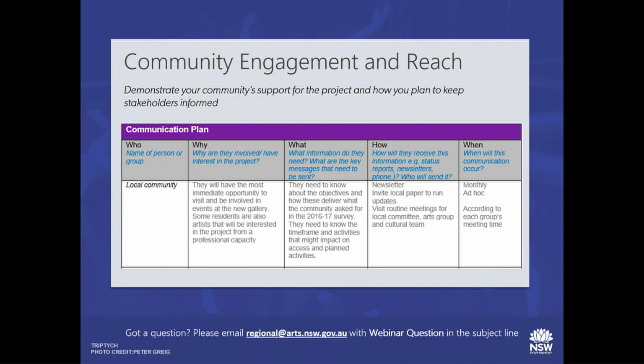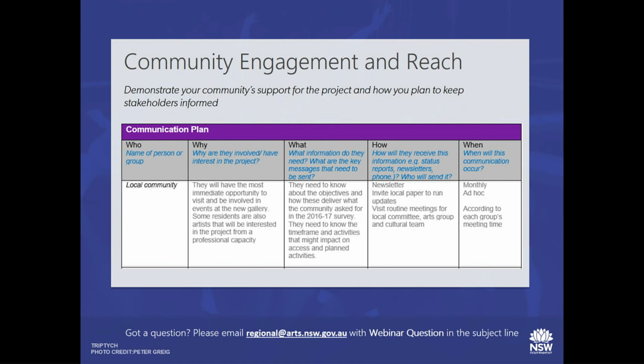A key example would be if your school uses your facility regularly, have the principal down as a key stakeholder and how you're going to communicate with them about the progress of the project, because, for example, it might not be available for a certain period of time. That's the sort of thing, because it can impact your community.